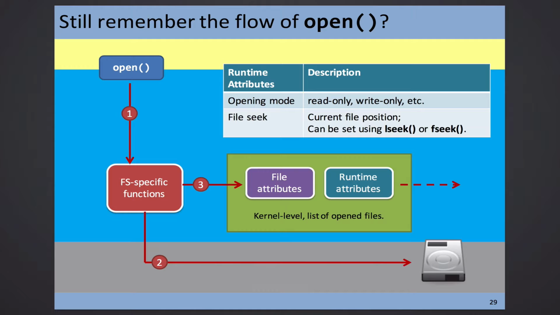So runtime attributes are something that you have while the file is open. When the file is closed, it's gone. So what are they? I give you two examples. One example is the opening mode.